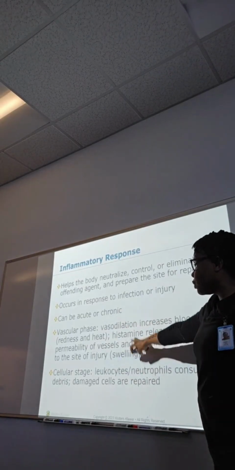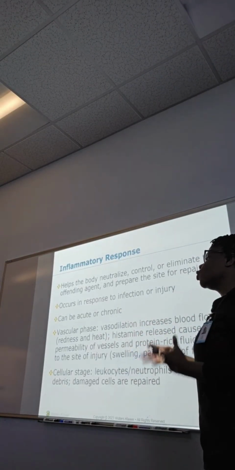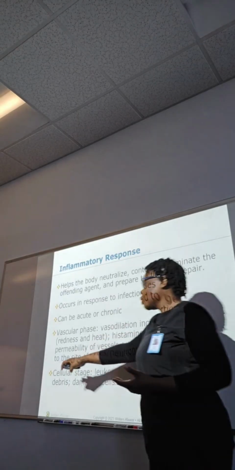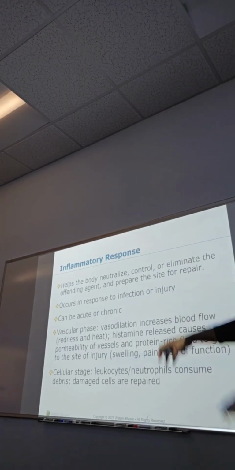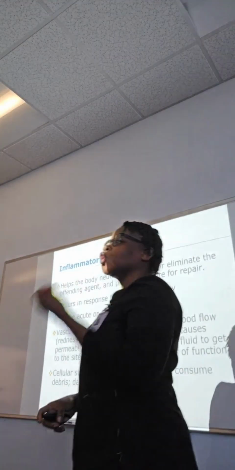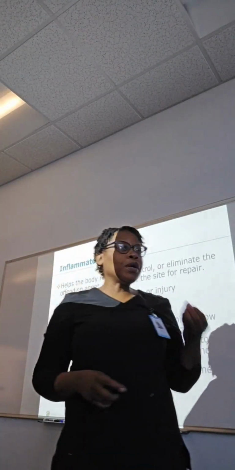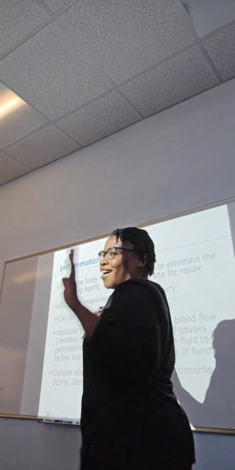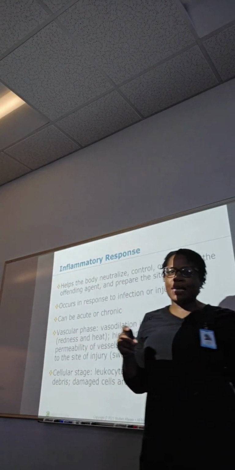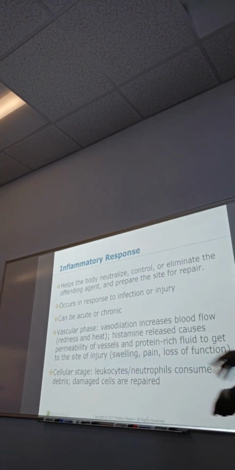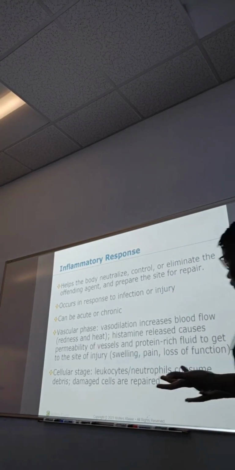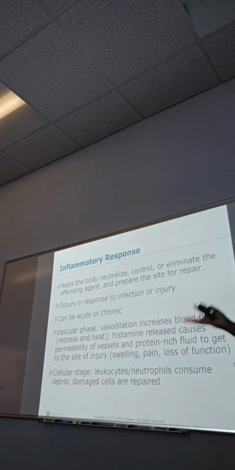Now, with regards to the inflammatory response, please make sure you know the phases. It goes into a vascular phase and then it goes into a cellular stage. Vascular phase, this is when you start to see that redness. Make sure you know your medical terms, because the question may not say redness, but what's another name for redness? Erythema. Okay, you better know your words. You also see histamine release causing permeability of vessels. In other words, you might see swelling, okay? Or loss of function, or pain.